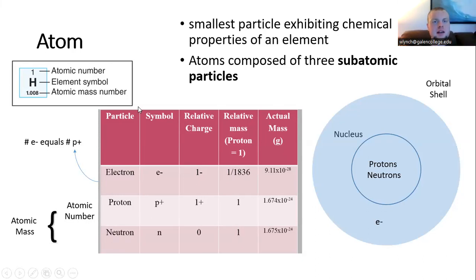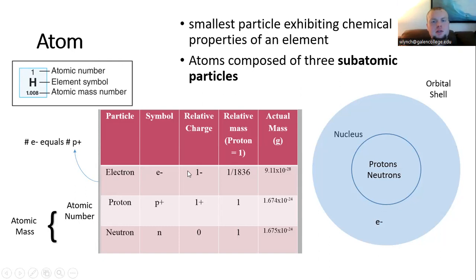When we see an atom on the periodic table, we see the element, that is the symbol. We see the atomic number, that's the amount of protons and neutrons that exist in the nucleus. And then we have the atomic mass, which is the total mass put together of all of the particles. So we see the atomic number of 1 here. For hydrogen, that means there is 1 proton and 1 neutron in the nucleus.